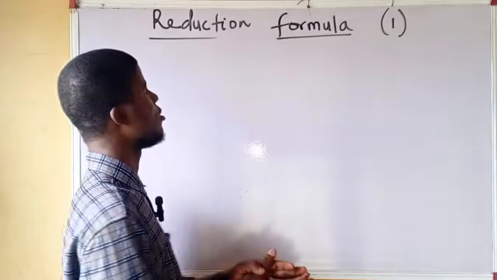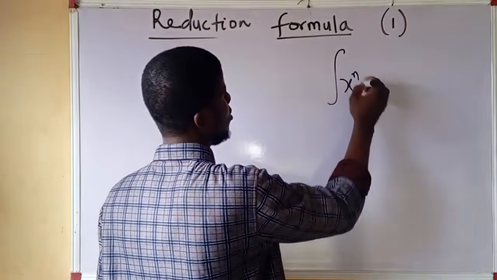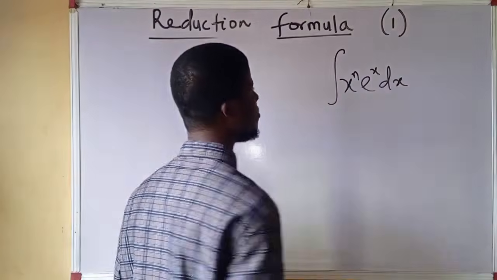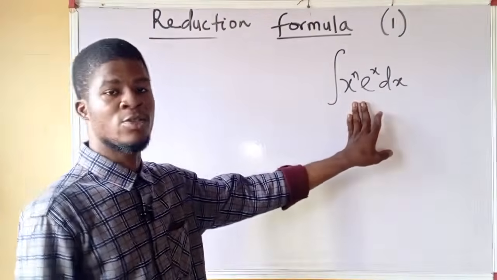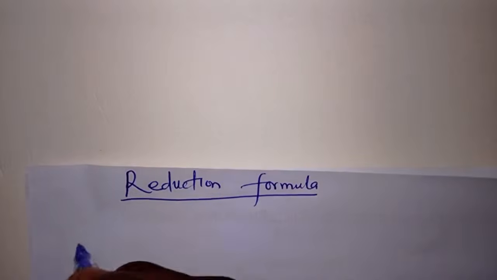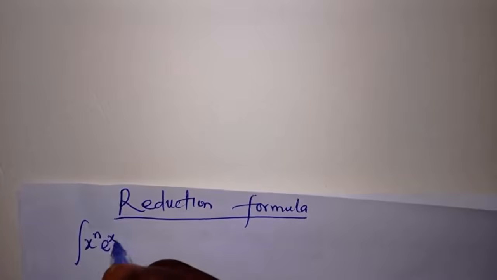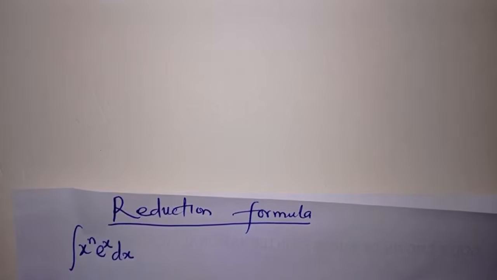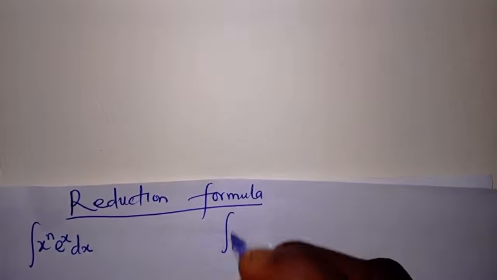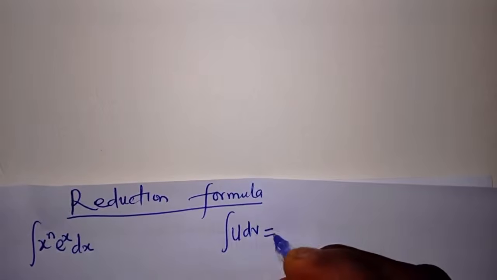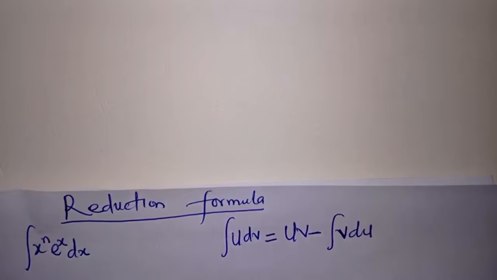Let us begin the series on reduction formula with the integral of x to the n e to the power of x dx. So we are going to consider the reduction formula for this particular integral. To do this, we use the technique of integration by parts. For integration by parts, the integral of u dv is equal to uv minus the integral of v du.